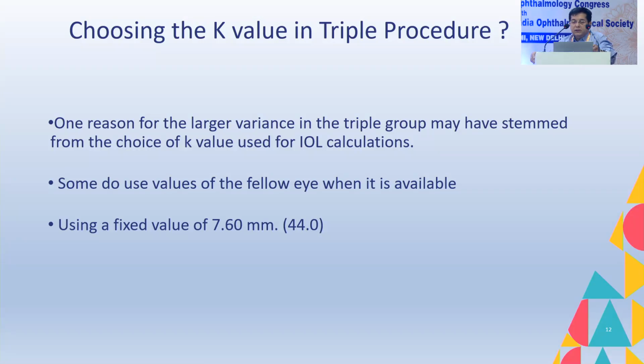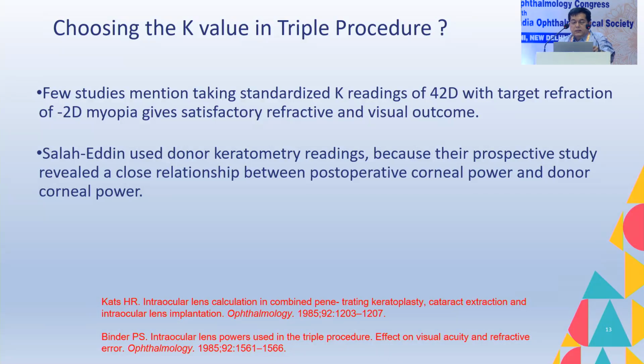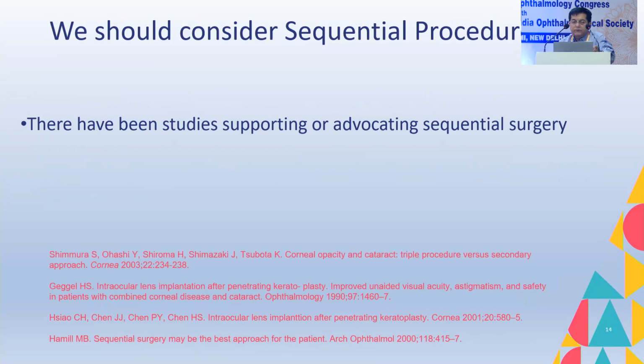That's also a challenge. Conventionally, as I said, we use 44 K, but some people also use the K of the fellow eye when it is available. And there is one study by Salahuddin, who used a donor K, the keratometry value of the donor eyes. While the eyes were being enucleated from a donor, they took a keratometry on the donor eye, and that is the standard K which they use for their IOL power calculation. But that's not the norm that we generally do.